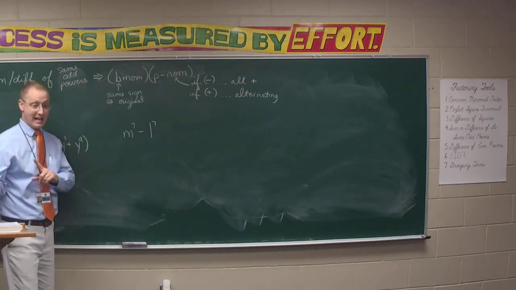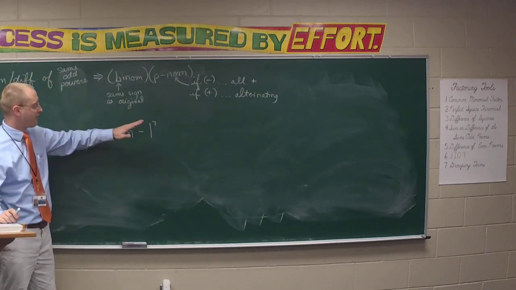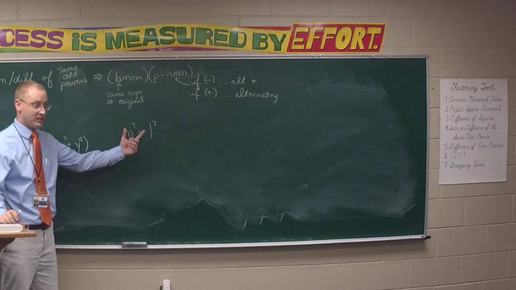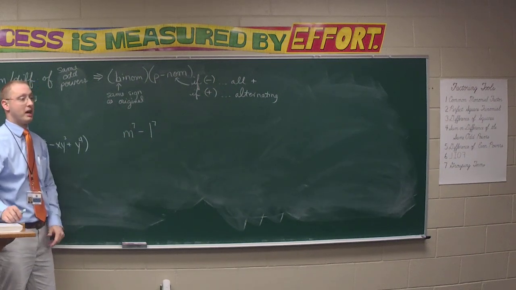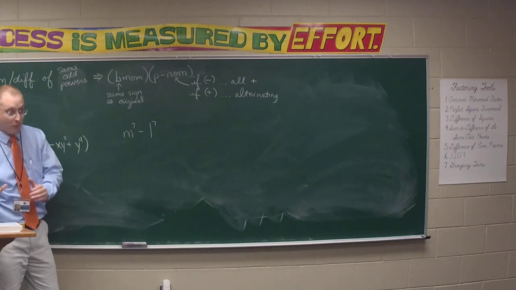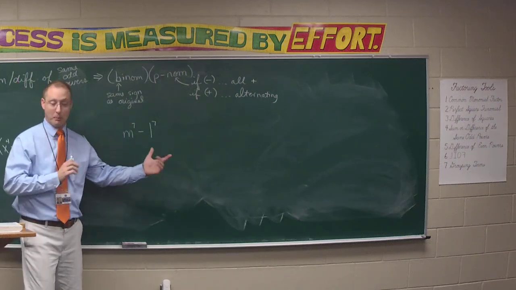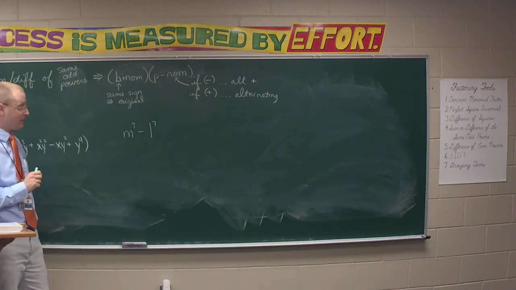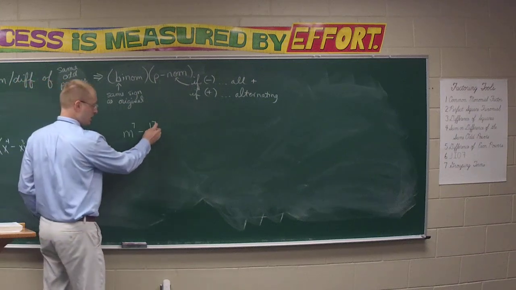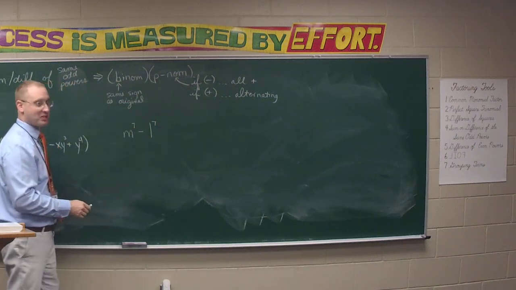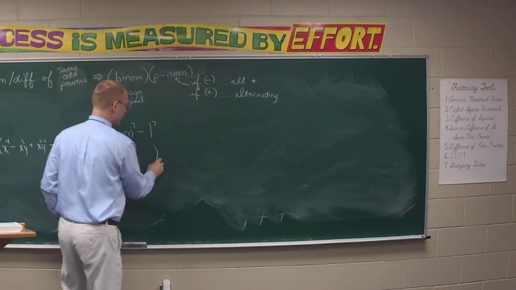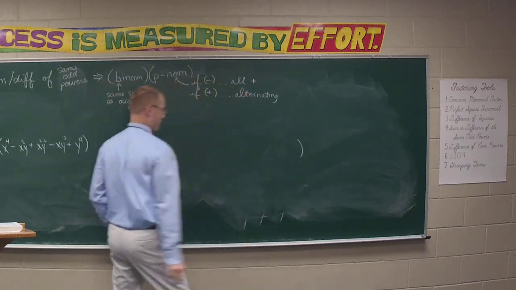So now class, and then Michael will get back with us, we're going to factor this difference of same odd powers into a binomial times a polynomial. But how many terms in the polynomial? 7. Whatever the power is, that's how many terms you're going to have. So, binomial times polynomial.